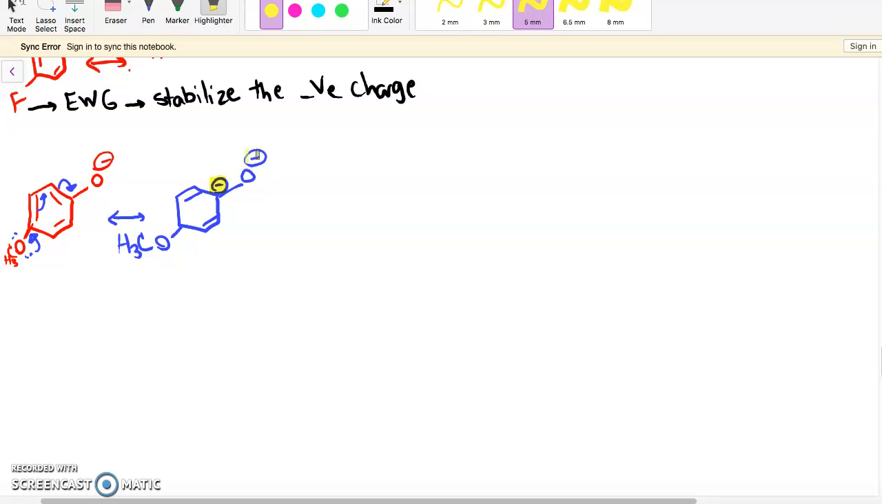Now I have two negative charges right beside each other. Do you think that's normal? Do you think that's happy? Do you think that's stable? No, right? Those two negative charges do not like to be near each other, so this is not stable. That means that this conjugate base is not really happy. So this should be a weak acid compared to the previous two ones.